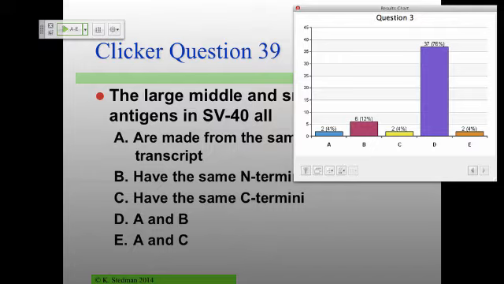Most of us agree, not quite everybody. Yes, they're all made from the same transcript because that's the, which transcript? P early, exactly, coming from P early, one of those divergent promoters. Same N termini, C termini. And why is that? Okay, they all start at the same place, but how are they different from each other? Why are they large, middle, and small? Alternative splicing, but splicing happens internal to the open reading frame. And that means they have different C termini.